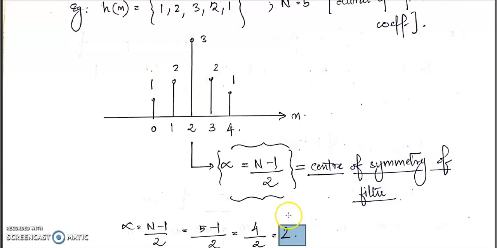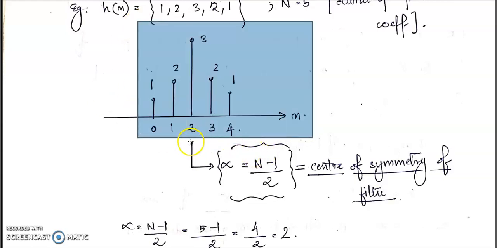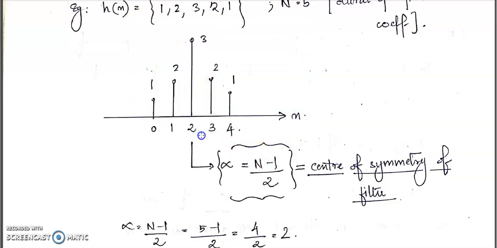So here the center of symmetry is denoted as alpha. With respect to alpha, the impulse response is symmetric. You can see here in this plot that the center of symmetry is alpha equal to 2. With respect to the index value 2, the impulse response is symmetric.